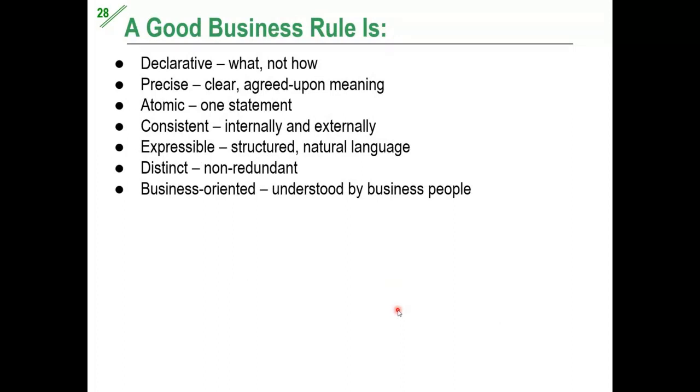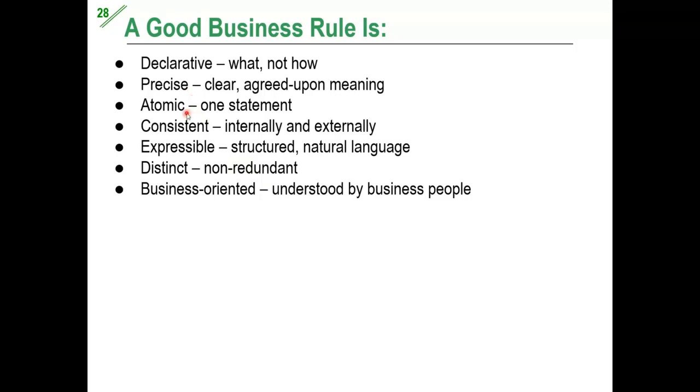When it comes to business rules, there are some characteristics of a good business rule. It has to be declarative. It has to tell you what is actually happening, what is involved, not how it is going to happen or how to do it. So the rule has to be very declarative. And it has to be precise, meaning very clear. It has to be agreed upon, and the meaning has to be precisely established in the company. That is another important thing. Otherwise, if we have a very vague business rule, it's very difficult for us to implement it in the required databases.